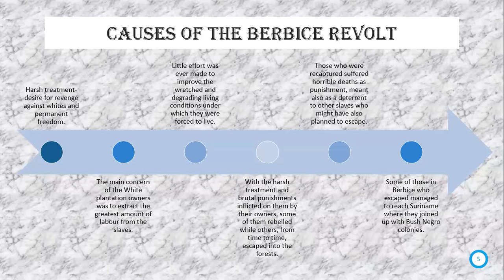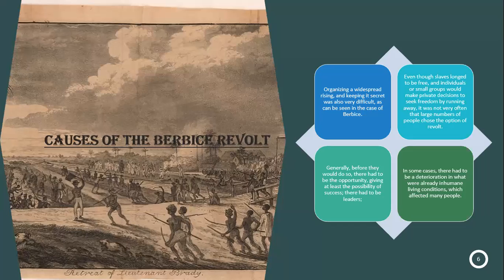Now, with the harsh treatments and the brutal punishments that were inflicted on them by their owners, some of them rebelled, while others from time to time would escape the plantations. Those who were recaptured suffered horrible deaths and punishments, which were used as deterrents to other slaves who might also have planned to escape. Some of those in Berbice who managed to escape reached Suriname, where they ended up joining the Bush Negro colonies.